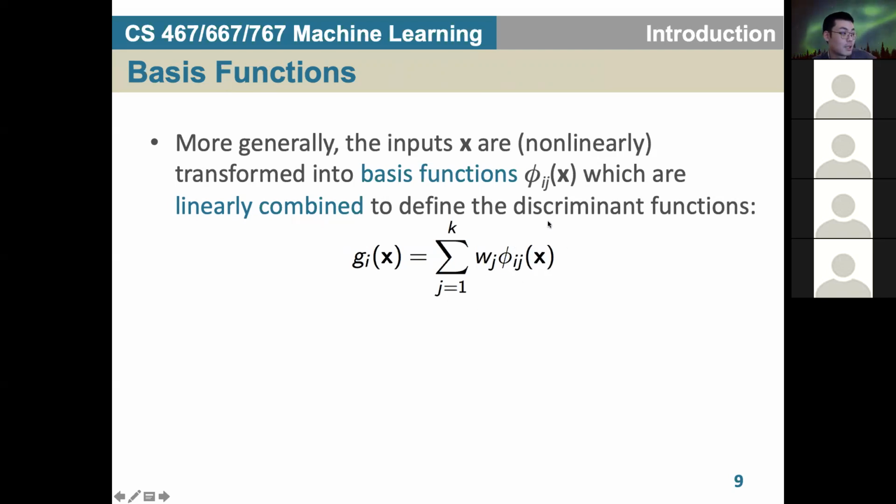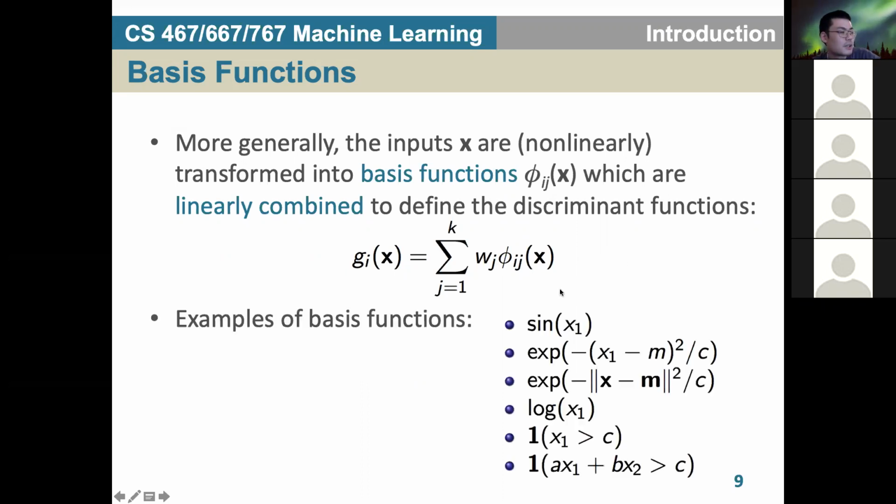And then we add them together into a linear model, but that's just for one particular discriminant function. For class 1, for class 2, you have another one, okay? So that's how you interpret it. Simply, it's a linear combination of the new features that gives you a discriminant function, right?